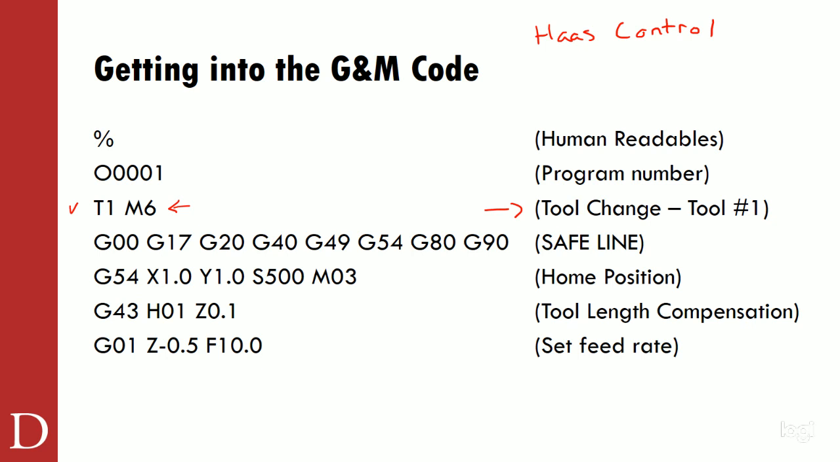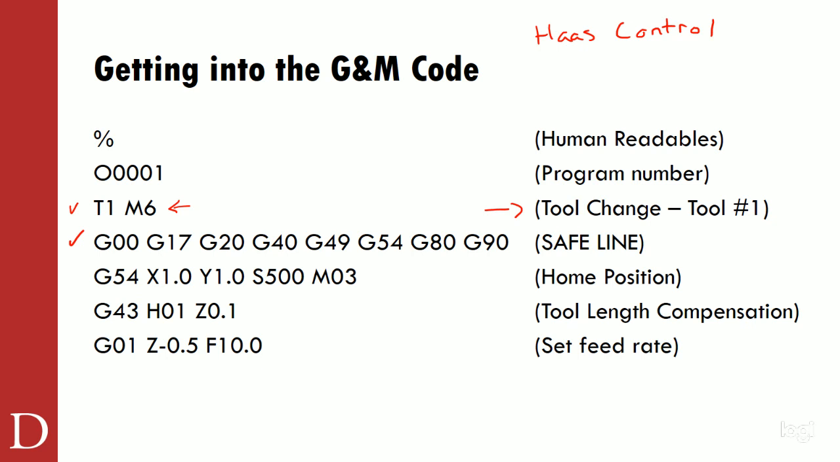The next line of code is our safe line. This is a very important line of code. If you don't remember what the safe line does, what it really does for us is it puts our machine into a known set of conditions. So it's very important. Are we in incremental? Are we in absolute? There's all kinds. Let me go through some of these. So like a G00 is going to be my rapid motion positioning, and that's what we'll use initially to just get around until we define linear and things like that.